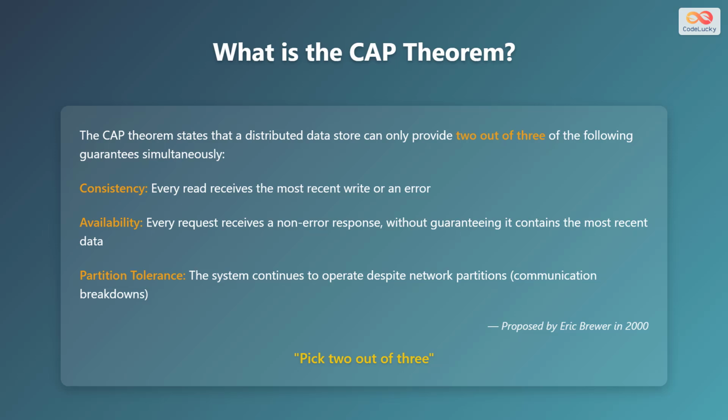Remember, you can only pick 2 out of these 3 according to the CAP theorem. This was proposed by Eric Brewer in the year 2000.